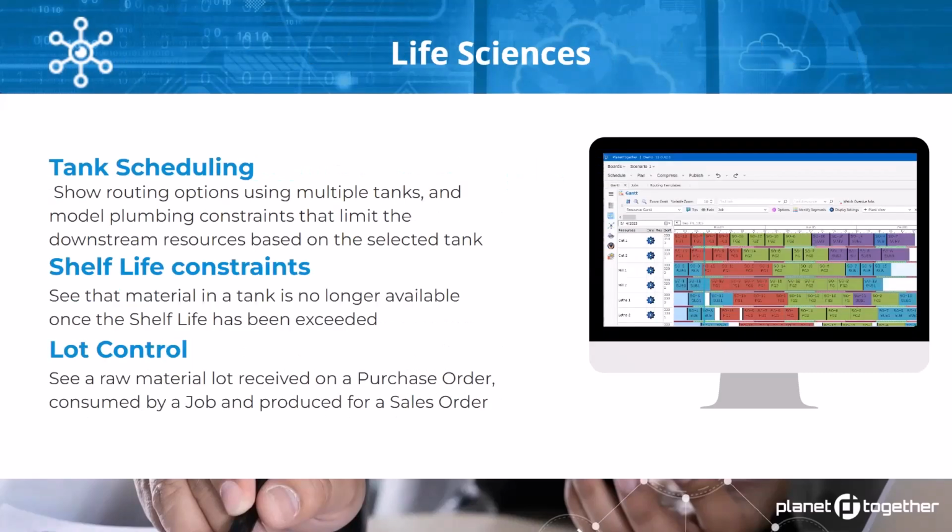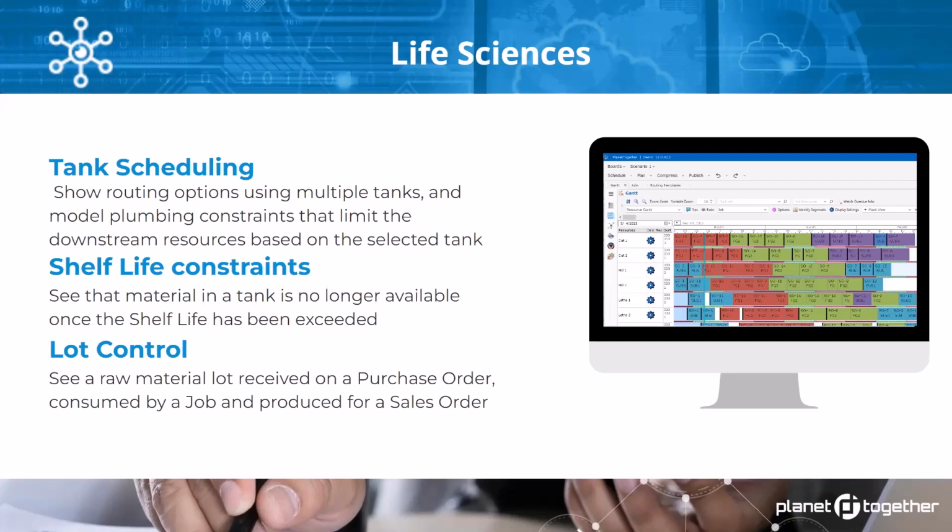In this model, we're going to take a look at a plant in the category of life sciences and how PlanetTogether can be used to schedule production, taking into consideration constraints and compliance issues. The use cases we'll be walking through today include tank scheduling, where we will show routing options using multiple tanks. We'll also model plumbing constraints that limit the downstream resources based on the selected tank.